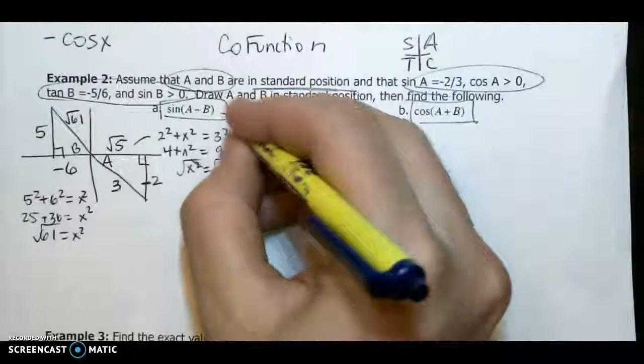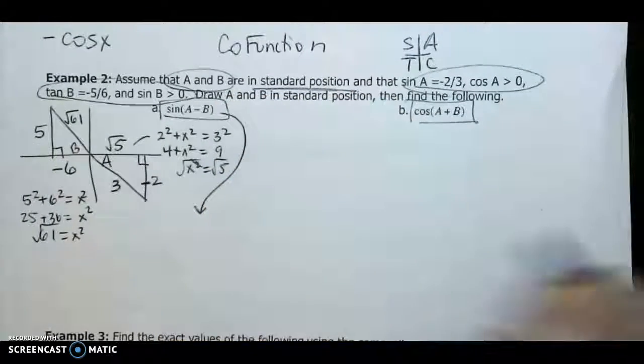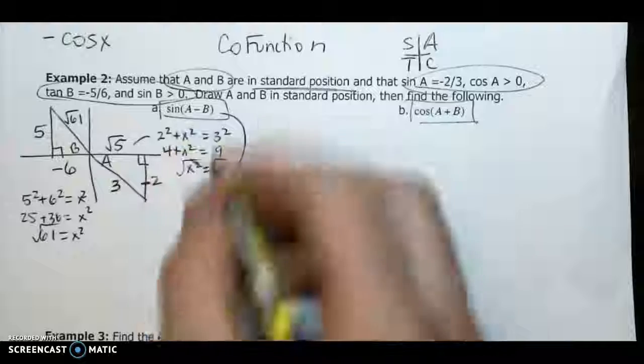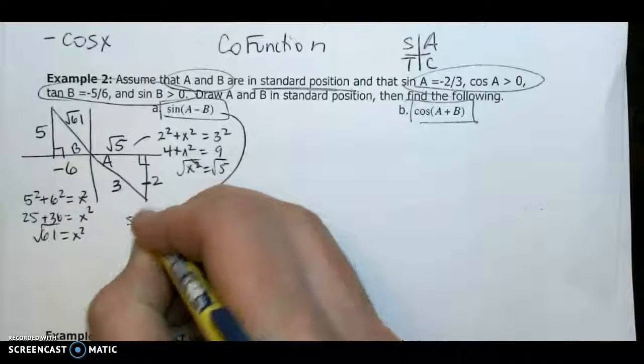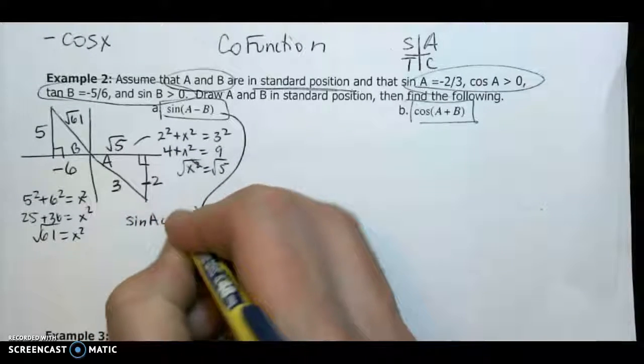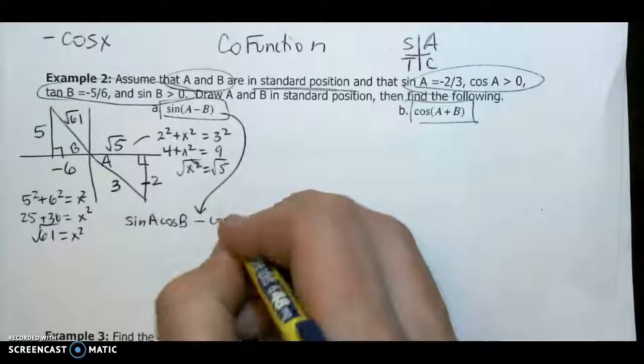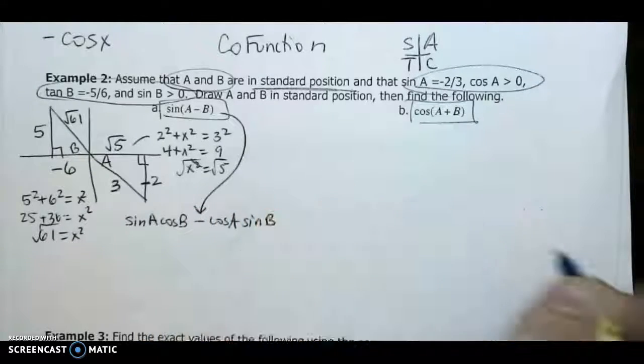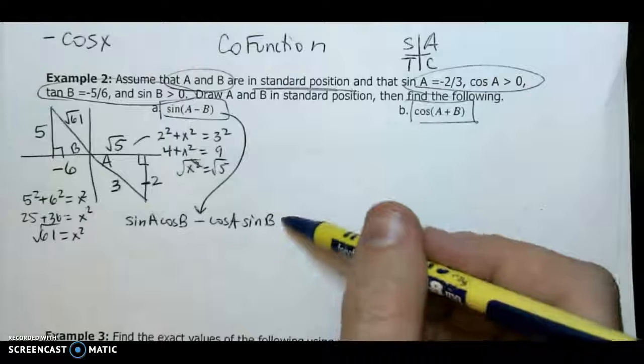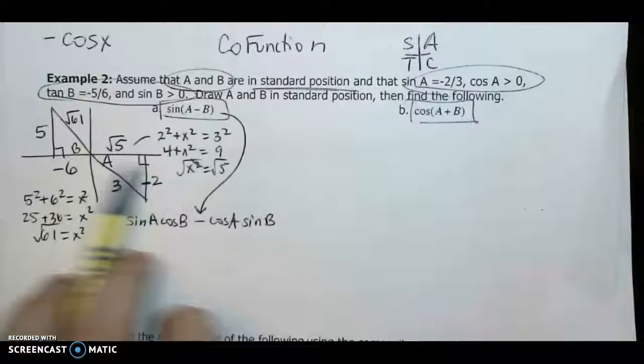We're going to use our properties and plug in numbers. So sine of A minus B is sine of A cosine B minus cosine A sine B. And this is a composite property, so go ahead and find it on your table. Now using the picture, we're going to fill in what we know.